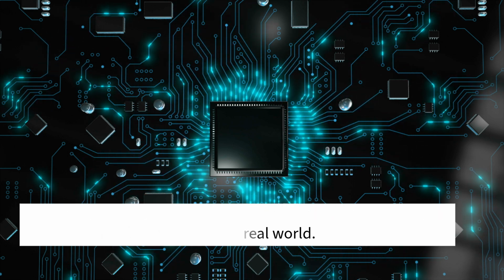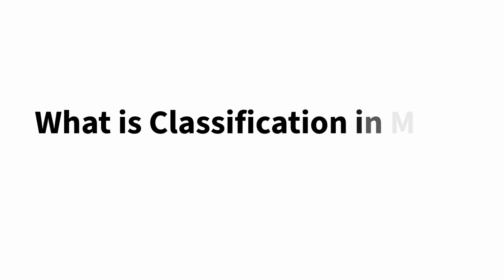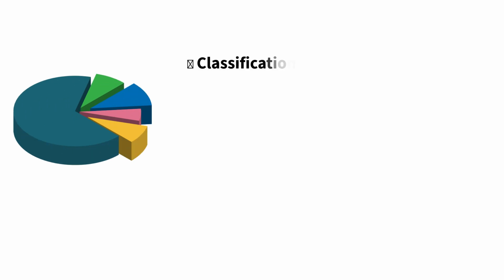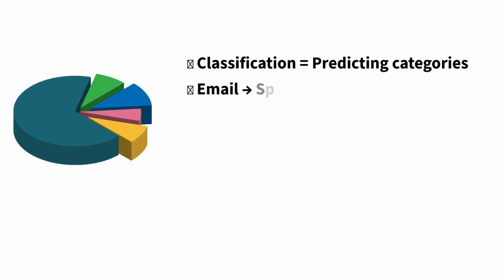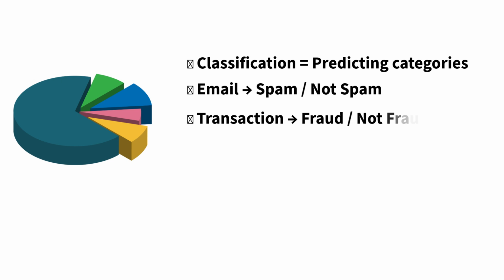real world. In machine learning, one of the most important tasks is classification. Classification means teaching a model to place data into categories. Instead of predicting a number, like we do in regression, classification predicts a label. For example, an email can be classified as spam or not spam. A bank transaction can be classified as fraud or not fraud. A customer review can be classified as positive, negative, or neutral.